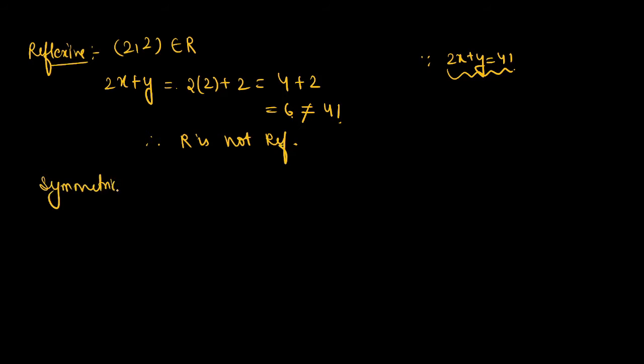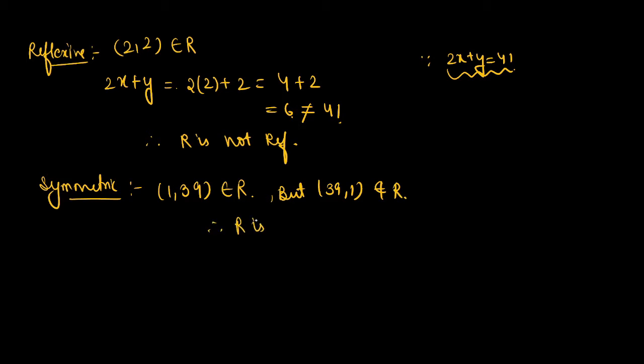Is my relation R symmetric? So now consider the element (1, 39) belongs to R. If (1, 39) belongs to R, but we know that (39, 1) does not belong to R. So this implies my relation R is also not symmetric. Next we will check for transitive.